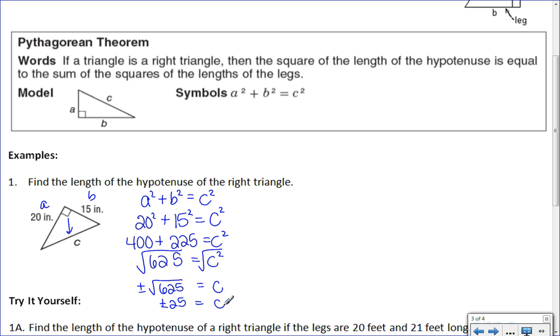And then we think about what this problem is talking about, and since we're talking about the length of a hypotenuse of a right triangle, negative 25 makes no sense at all. So we're going to throw out that negative solution, and the length of the hypotenuse is just 25.